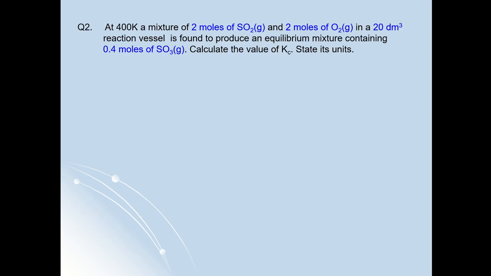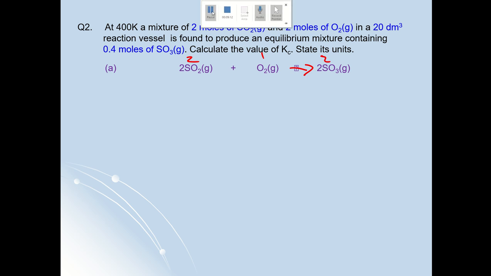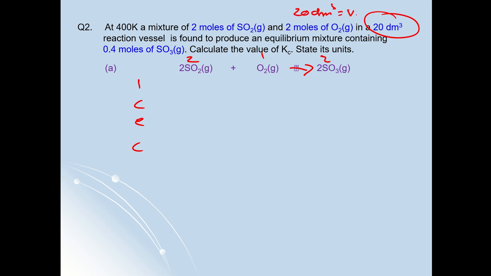Okay, so in this one, we have sulfur dioxide and oxygen going to sulfur trioxide. Now, first thing I notice, 2 to 1 to 2. Right, next thing then I do is my I, C, E, and C at the end. So I quickly note there's a volume up here, so it's 20 decimeters cubed. So 20 dm cubed, that's the volume. So just make a wee note of it. I'm starting off with 2 moles of SO2 to begin with, and I'm starting off with 2 moles of oxygen. 0 moles of that, of course, to begin with.